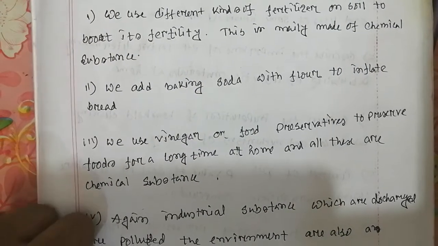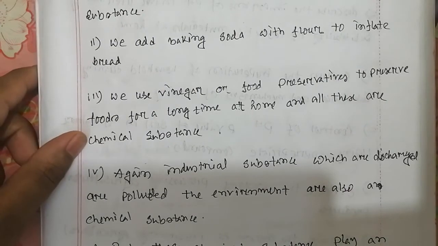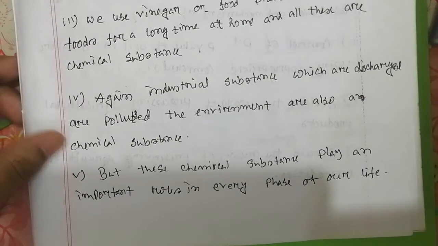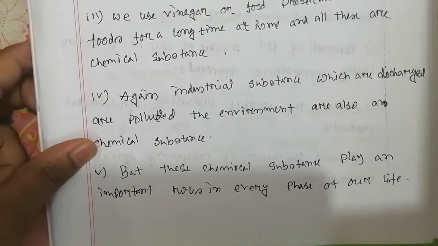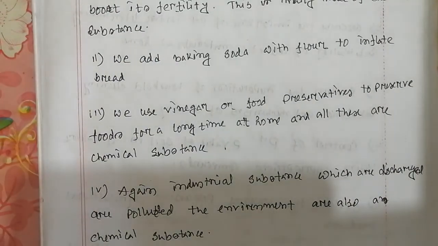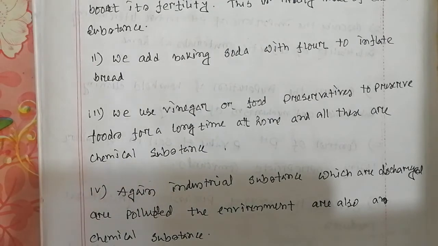Then again, industrial substance which are discharged or polluted the environment are also a chemical substance. But these chemical substances play an important role in our daily life. So that means chemistry is related to our daily life in every sector. We use paste, soap, and detergent, which are chemical substance.